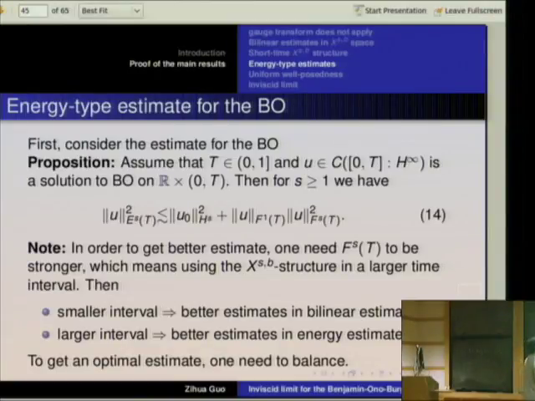And in order to get better estimates, we need this norm to be strong. So we need the short time interval to be large. Here, a smaller interval will imply a better estimate in the bilinear estimates, but a larger interval will imply a better estimate in the energy estimates. So you need to take a balance, and you need to take the optimal scale of the short time interval.